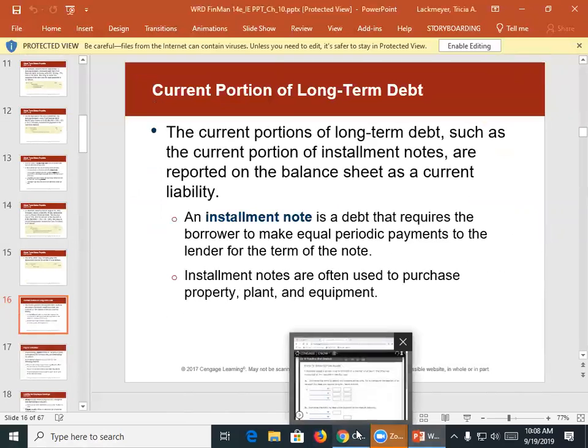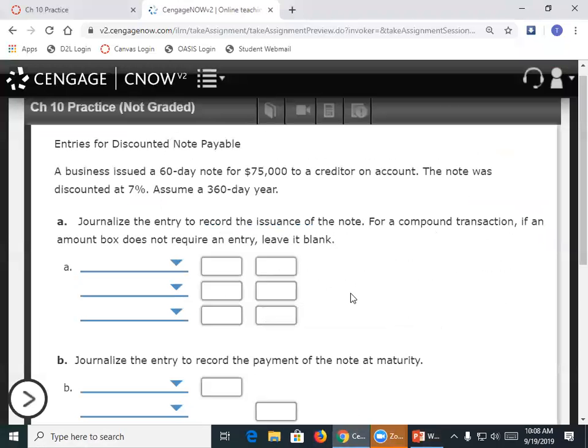But let's go back into the practice. We'll look at one. We'll do one together, so that way you can see how it works. Okay. So this one's a discounted notes payable. A business issued a 60-day note for $75,000 to a creditor on account. The note was discounted at 7%. It says journalize the entry to record the issuance of the note.